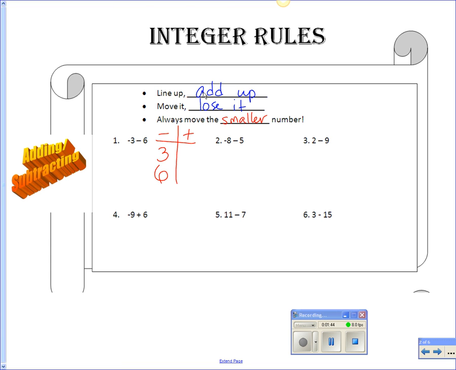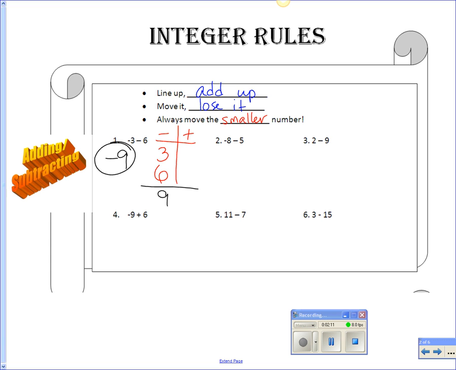If they line up, so if they're on the same side, I want you to add them. So if they line up, you add up. So what is 3 plus 6? 9. And then you look and see what side it's on. What side is the 9 on, the negative or the positive? So your answer is negative 9. So you do have to put a negative with your answer at the end. Put a negative 9. Okay?